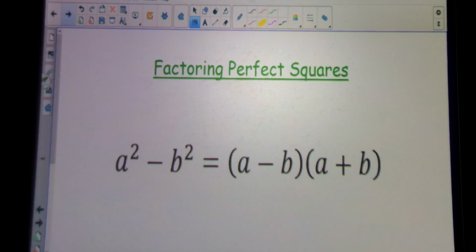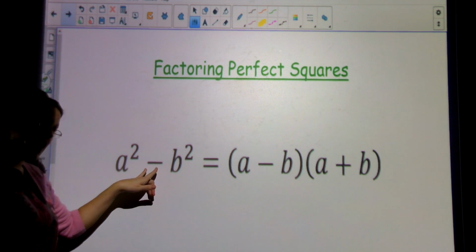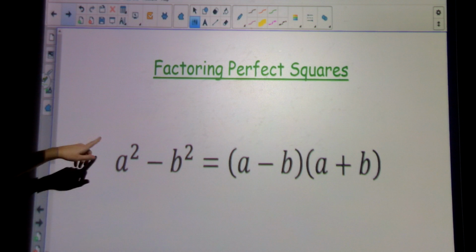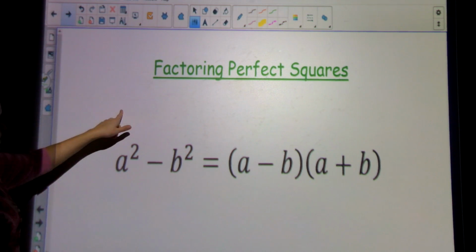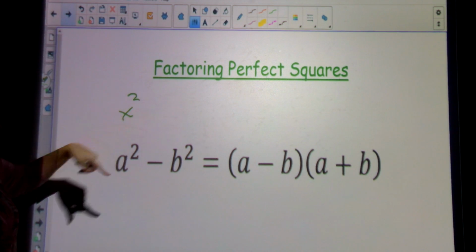Now one last thing we need to talk about, and that is perfect squares. Perfect squares are very quick to factor if you recognize them. A perfect square is when you have a squared minus b squared. It's got to be a minus. If this is a plus, it does not factor. So for instance, x squared, that's a perfect square.